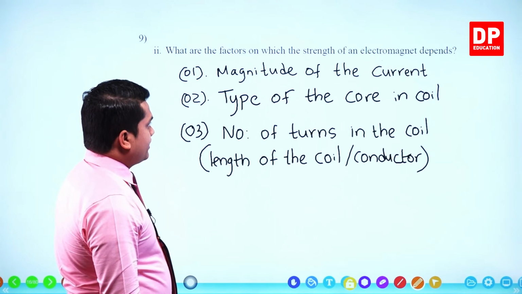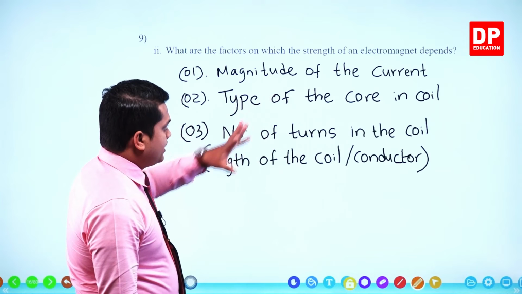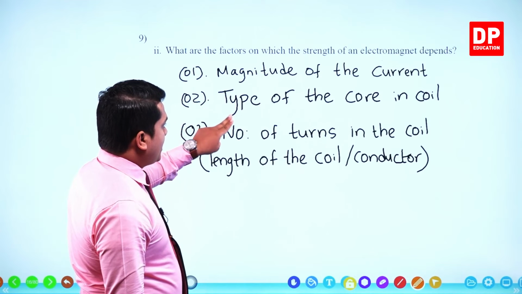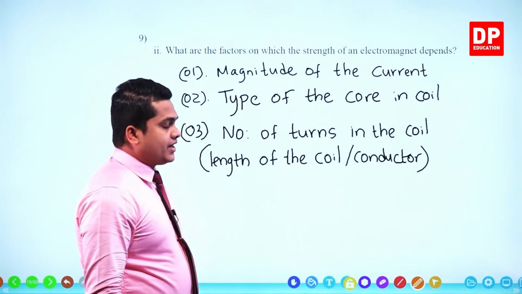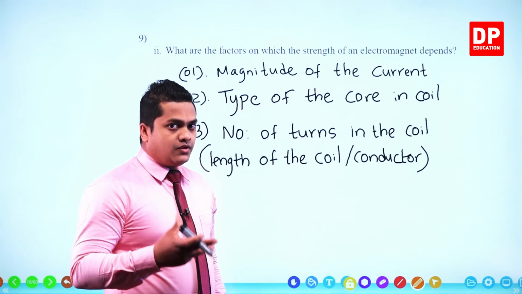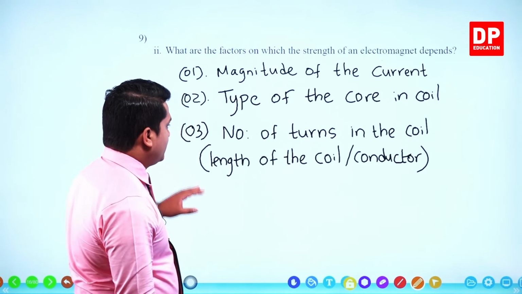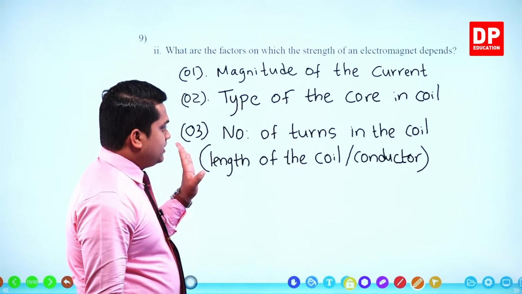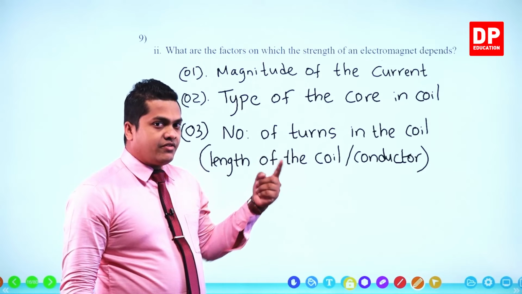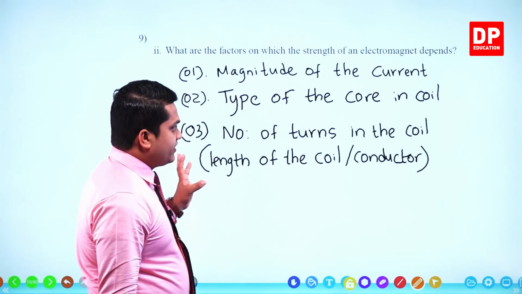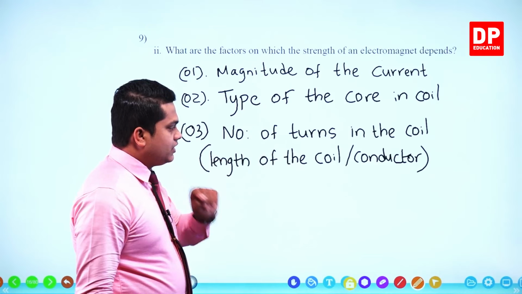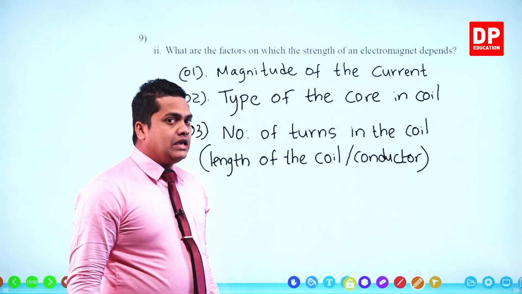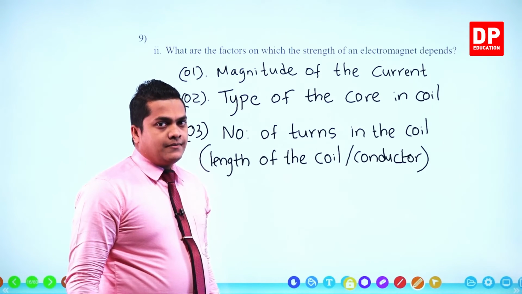Right, so these are the three factors. Number one, magnitude of the current passing through the coil or the conductor. Number two, type of the core in the coil, the material of the core. Number three, number of turns in the coil. Here the coil means the conductor which is being wrapped. Number of turns means we are changing the length of the coil. So these are the three main key factors that affect the magnetic effect given out by electric current.